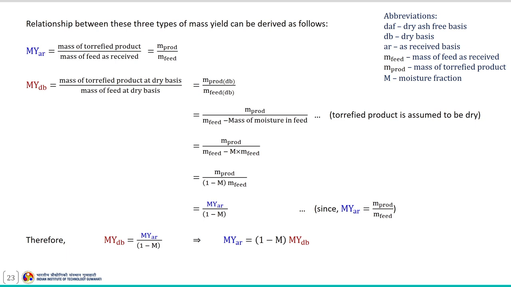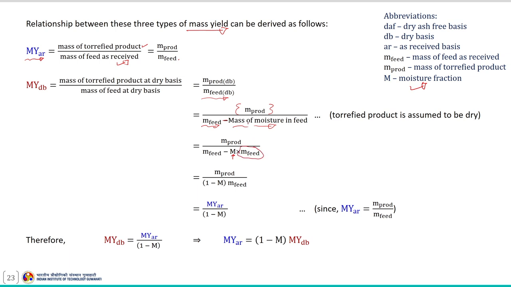If you try to see the relationship between these three types of mass yield, it can be derived as follows. The mass yield on as received basis is represented as the mass of the torrefied product divided by the mass of feed as received basis, and we are representing it in the form of M suffix product and M suffix feed. Similarly, the mass yield on dry basis is represented in the form of mass of product on dry basis and mass of feed at dry basis. So if you expand this equation here, the mass of the product we know at the end of the torrefaction process, and the mass of the feed on the dry basis means mass of the feed minus mass of moisture in the feed, and we can represent it using this capital M, which indicates the moisture fraction in the feed material, multiplied by the mass of the feed.